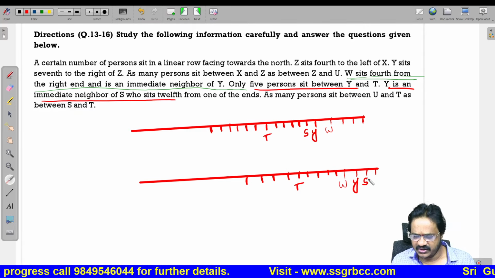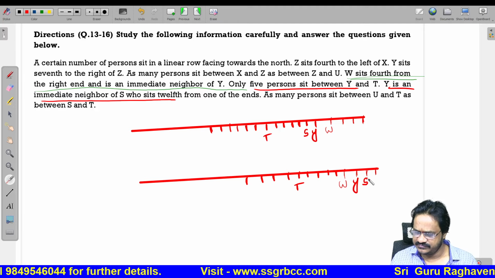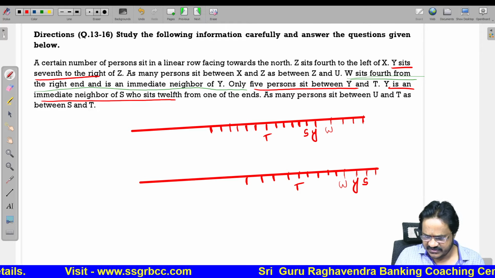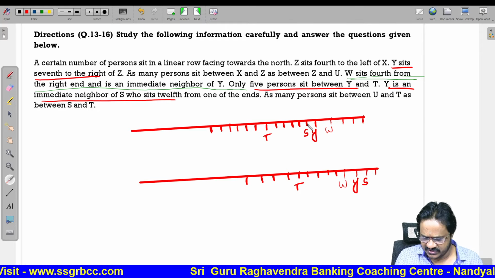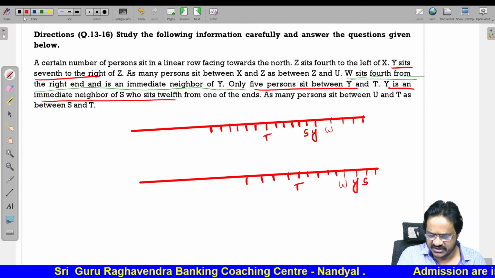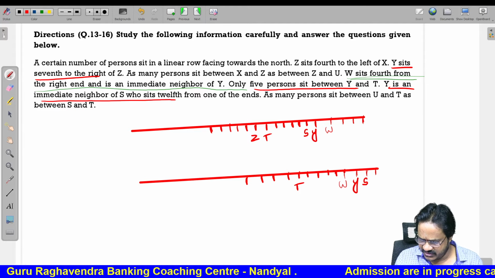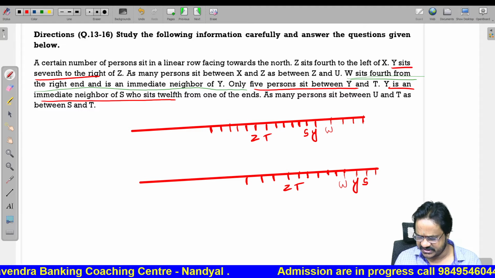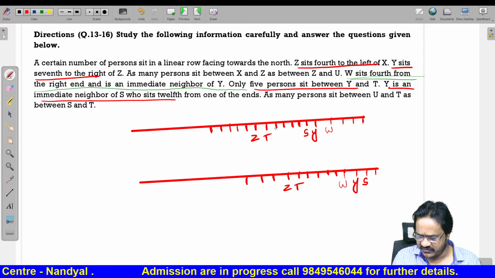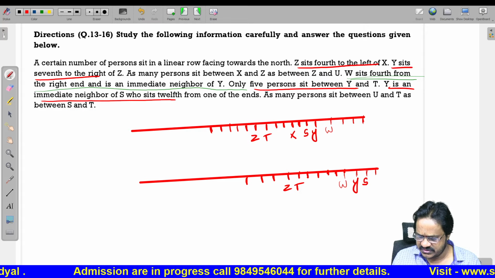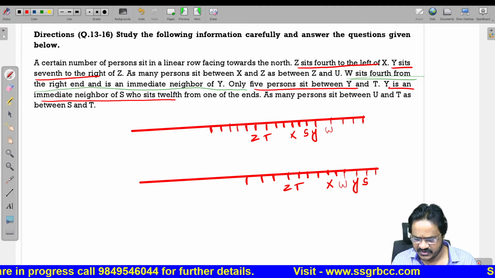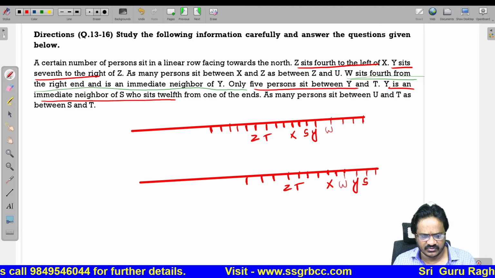Okay. Now next one, y is 7th to the right of z. Y sits 7th to the right of z. So y, left 6th, 1, 2, 3, 4, 5, 6th, 7th. So here we will get z. This is z. Next, z is 4th to the left of x. That means between t and x there should be 2 gap.